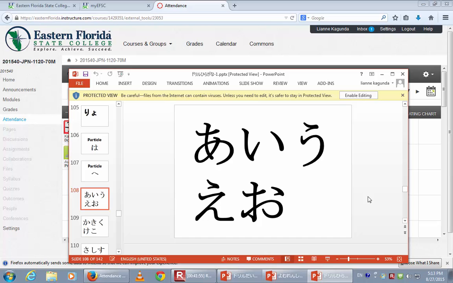Hi. 留学生. Okay, the 学生 part means student. The 留 part means exchange. So, exchange student or international student. You know, 留学生. Right?